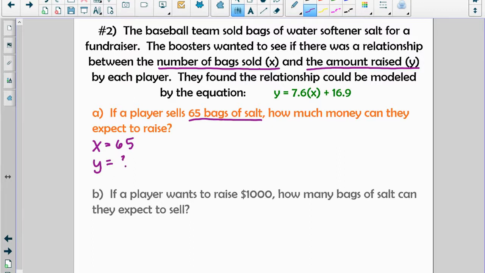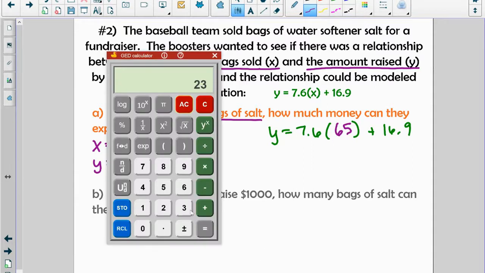All right. So if x equals 65 in our equation, we're supposed to use that to solve for y. So let's take our equation. y equals 7.6 times x plus 16.9. We now know that x is 65 bags of salt. I'll go ahead and replace x with 65. Then I have to do a little calculator work. I have to multiply first, 7.6 times 65 bags of salt. That's going to be $494.